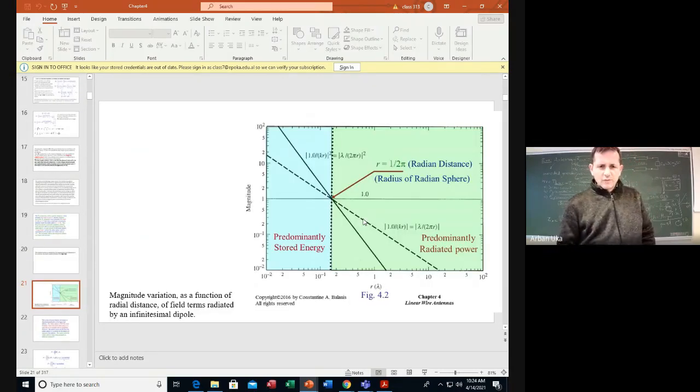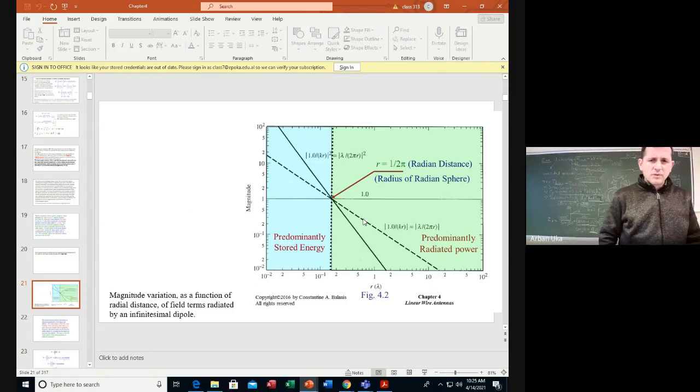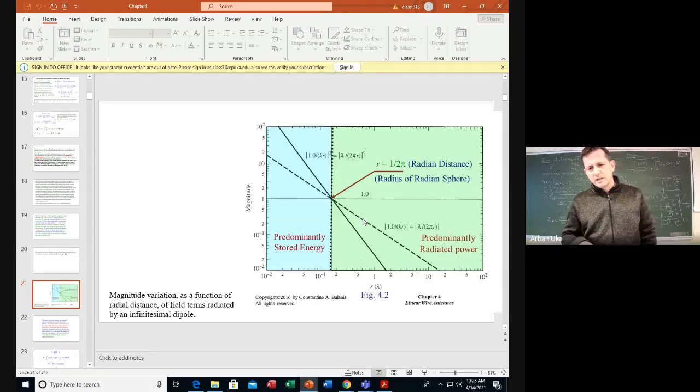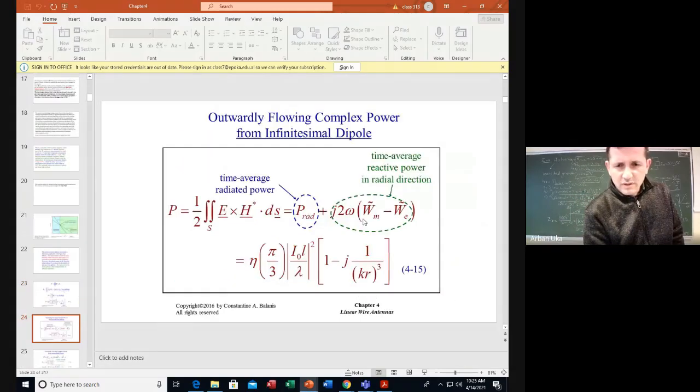Now, here we see the magnitude of the variation of the power density as a function of the radial distance of field terms radiated by the infinitesimal dipole. If we look at this graph, we can see that we have 3 components that we can add together. There is a constant term. There are also a couple of terms which are functions of r, where r is expressed as a function of the wavelength.